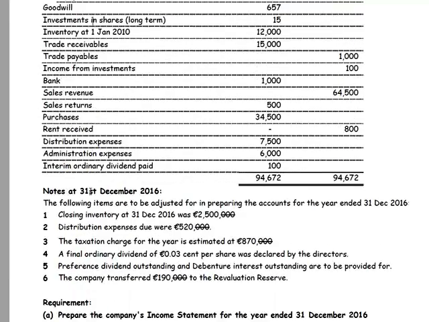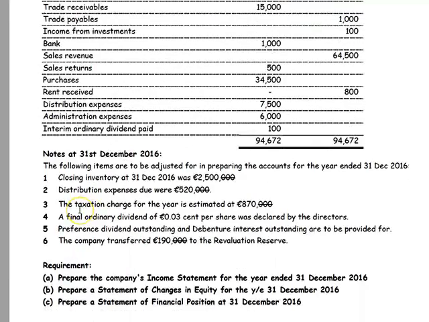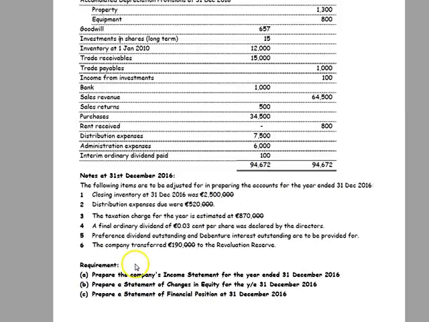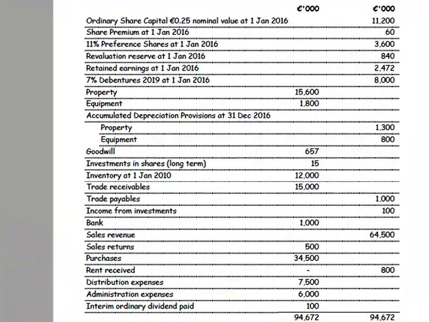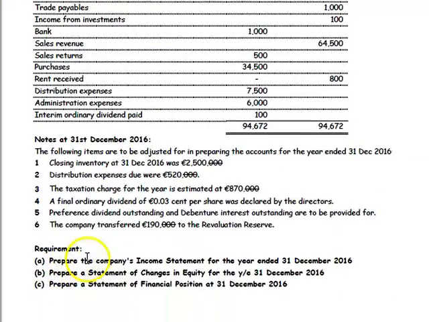It's got some notes. And then the typical requirement in these type of questions is to prepare the income statement for the year, the statement of changes in equity for the year, and the statement of financial position at the year end. So they're the 3 things in a question. It's only a page like that, and you have to do the 3 statements. And to do that, you need to know the format. So I'm just going to run quickly through the format for A, B, and C.